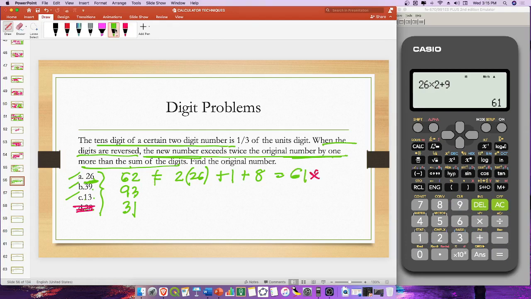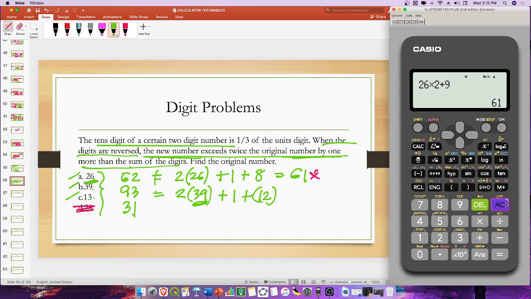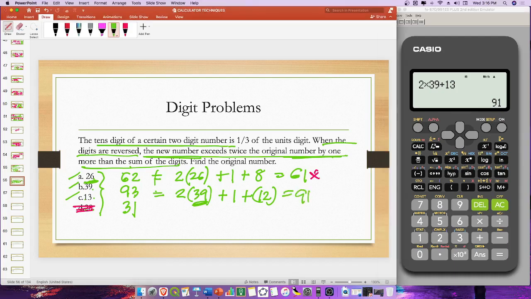Okay, let's try 93. So 93, the new number, exceeds twice the original number, that's 39, by 1 more than the sum of the digits. The sum of the digits is 12. So let's calculate using our calculator. 2 times 39 plus 1 plus 12 is 13. That's 91. So 91 is not equal to 93. So therefore this is wrong.